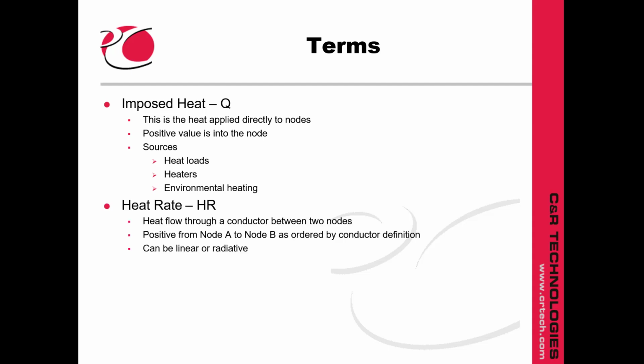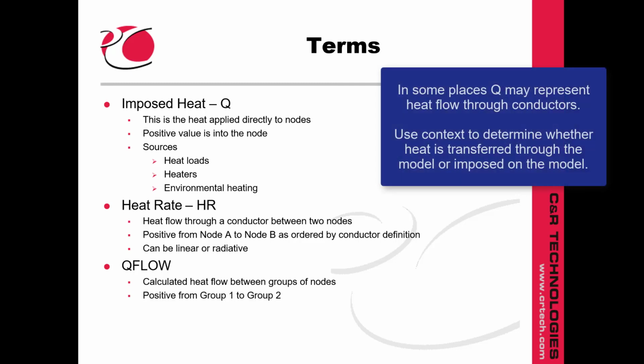Then there's the heat rate, HR. This is the heat flow through a conductor between two nodes. It is positive from node A to node B as ordered by conductor definition. It can be linear or radiative. Then there's Q flow. This is calculated heat flow between groups of nodes, positive from group 1 to 2. So it's very important to distinguish between imposed heat, Q, which is applied to nodes, and the heat rate, HR, that flows through conductors.